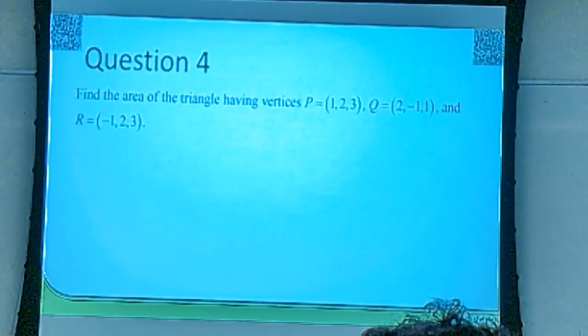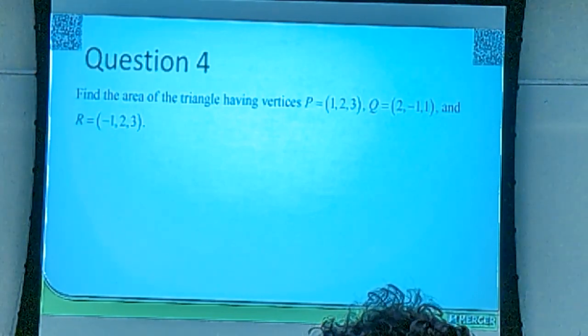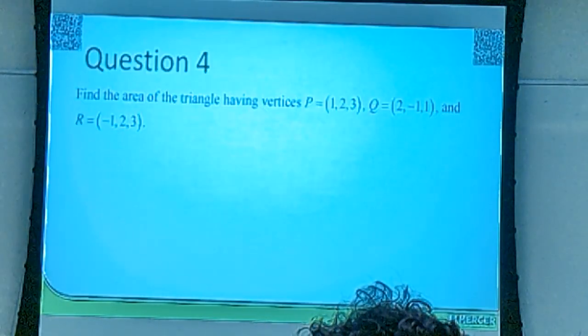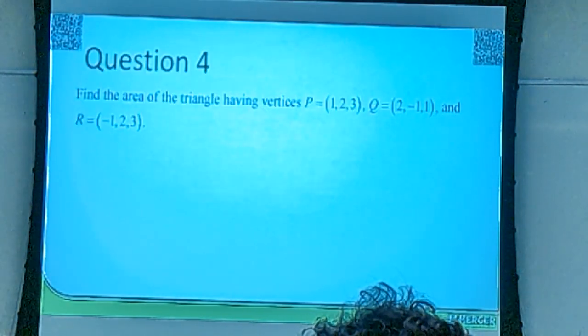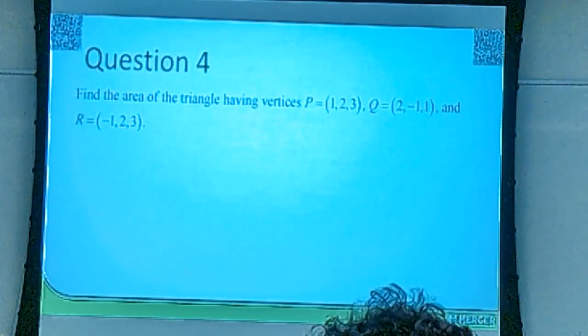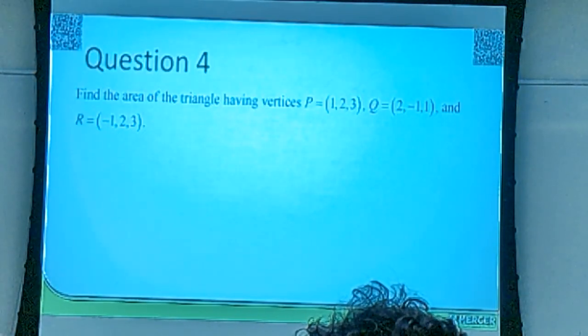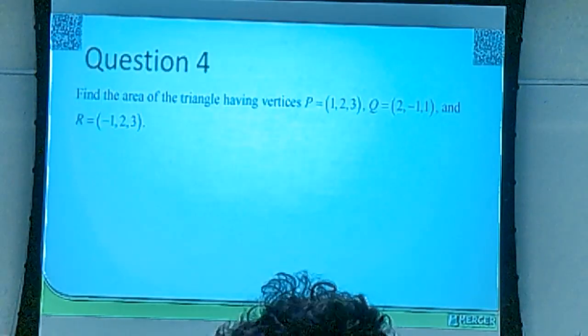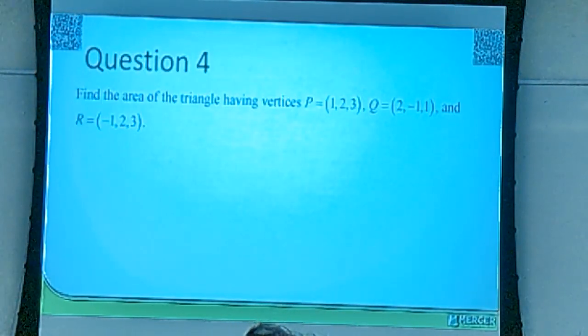So, the area of a triangle having these vertices. For the same thing. Well, let's just think in 2 dimensions for right now. We're still dealing with a parallelogram. Or actually, in this case, the triangle, but it's the same idea. So say P, Q, R.